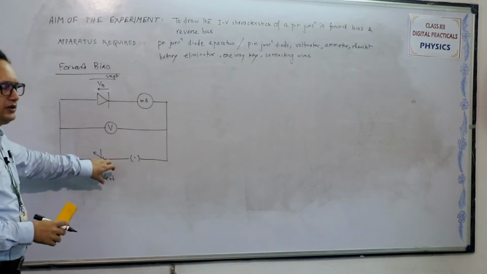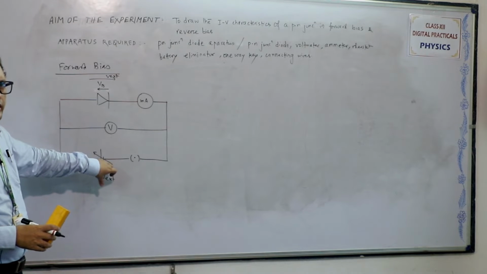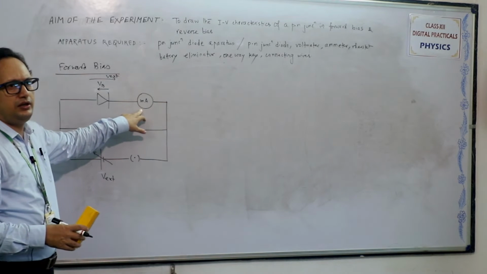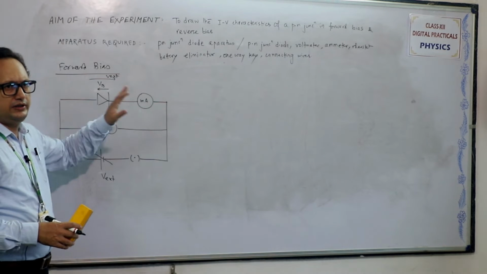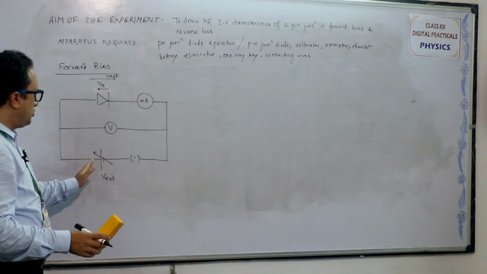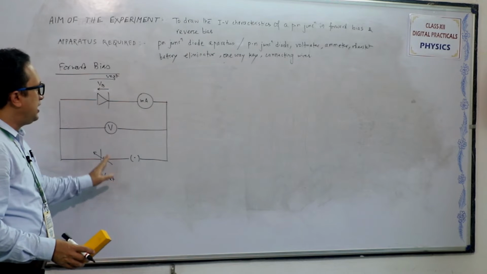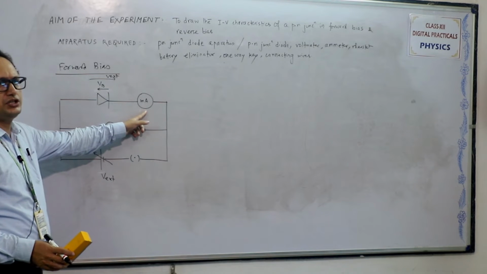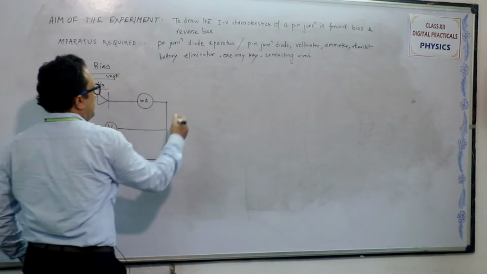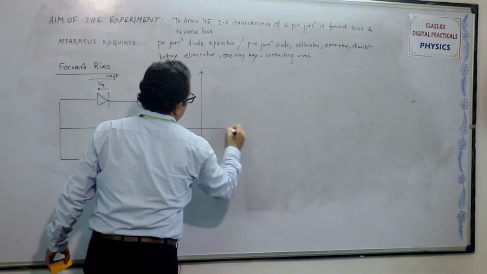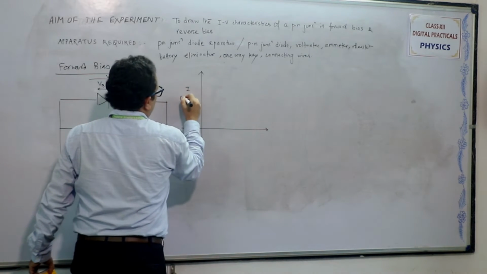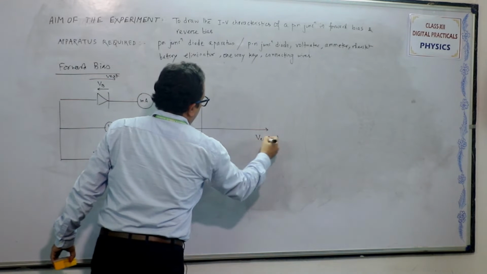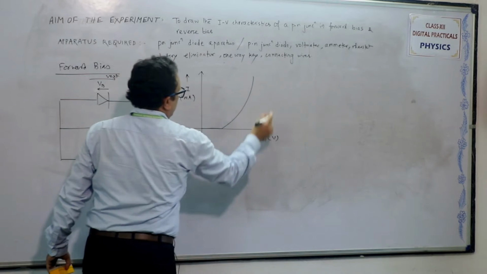So slowly I go on increasing the applied potential, the external potential, and I observe how much current is flowing through the diode. That's it. That is the experiment. I go on increasing the applied potential. I observe how much actual potential is being applied, and I observe the variation in the current. And you should expect a graph like this. The current will be in milliamperes, applied voltage will be in volts.